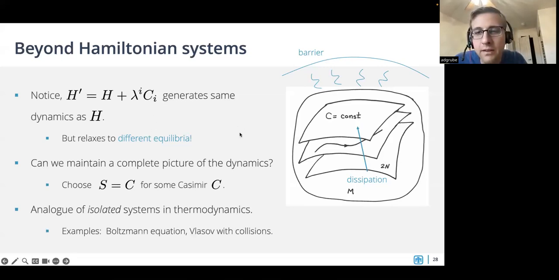So that makes sure that in the Hamiltonian case, we reduce to the same thing. But what's novel here is that the level sets of H prime are going to be very different than the level sets of H, because you're taking a different right-hand side.